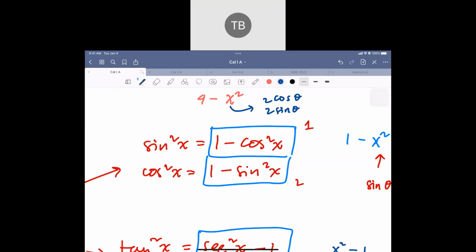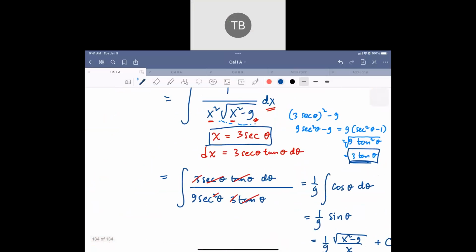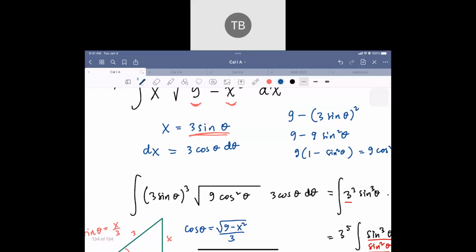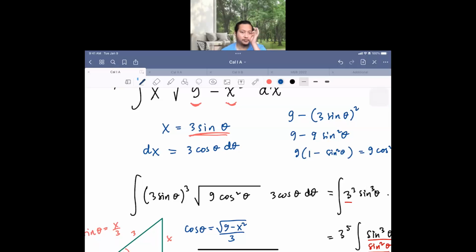I got it, Professor. Both work. So the answer is the same, right? Yeah, it should be the same. If there is a little bit of difference, that's still okay. Oh, thank you, Professor.